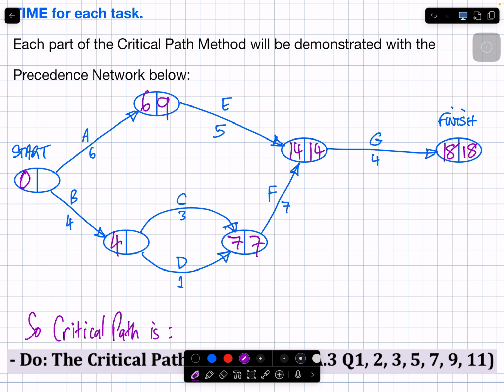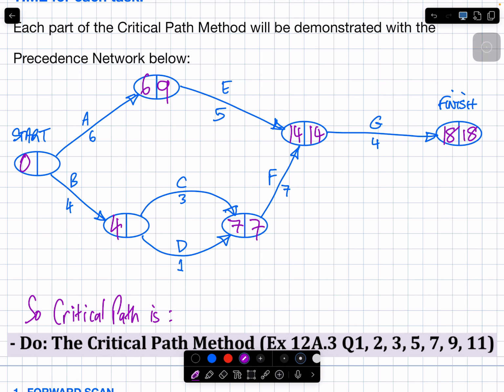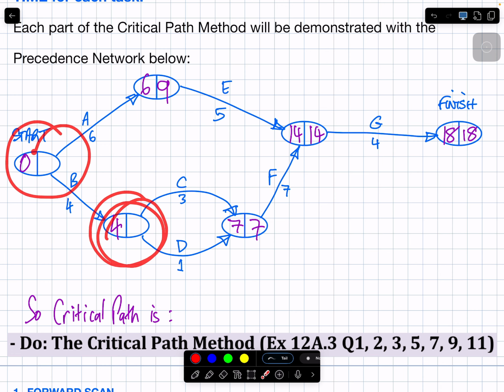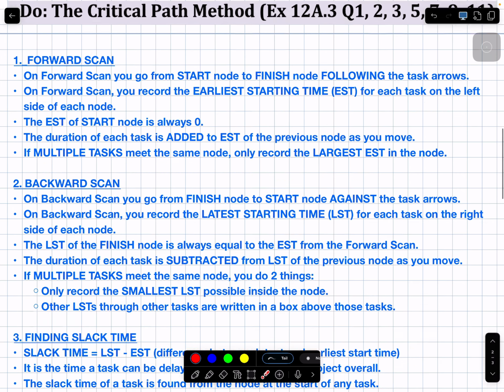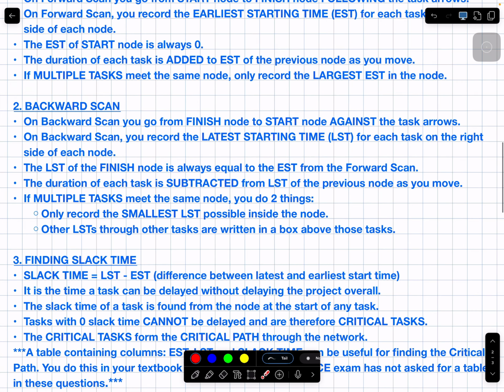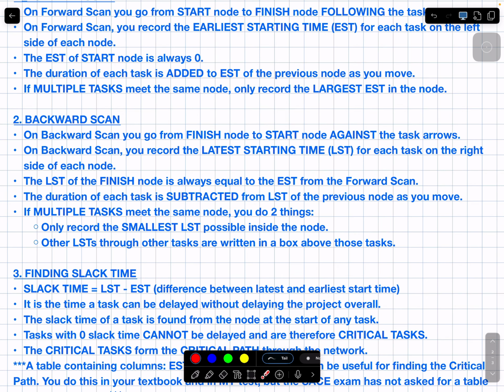9. Now we need to make some choices because there are multiple ways to get here. What does my rule indicate that you do if there are multiple tasks that meet the same node on the backward scan? You only record the smallest LST. Remember, forward was biggest. In reverse, we put the smallest in, but the other LSTs, you write them in a box above the task that was associated with that.